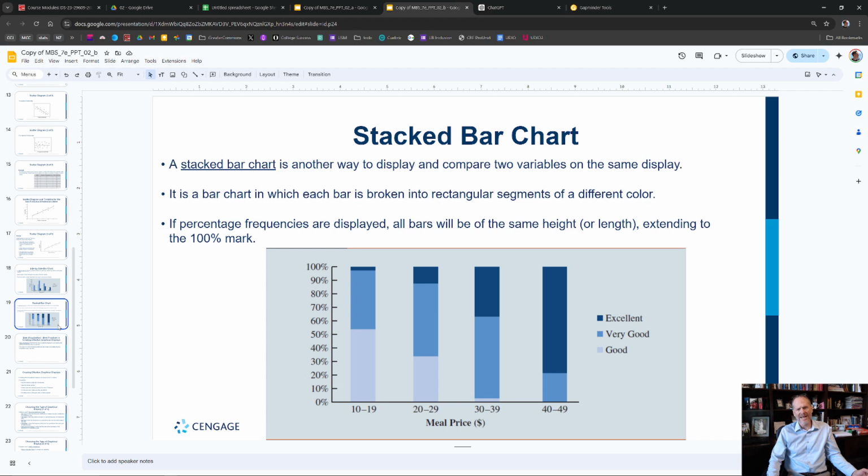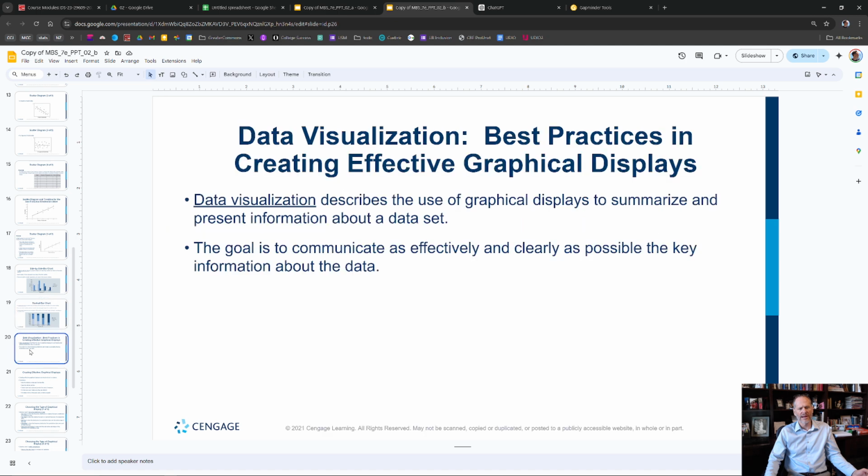And you could also do a stacked bar chart. So in this price range, you can see the percentage that were good, very good, and excellent. This is all out of 100%. You can see that over here on the vertical axis. And at this price range, $40 to $49, the vast majority are excellent, some are good. So it's a stacked bar chart. You can pause the video and read that.